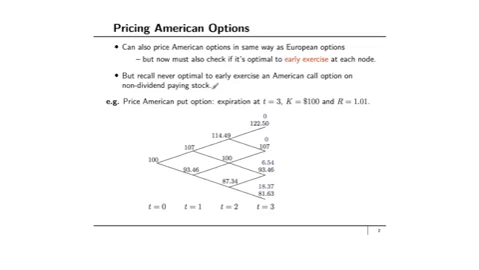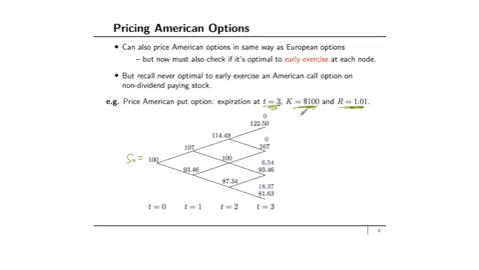The put option is going to assume an expiration or maturity of t equals 3, a strike of $100, and we'll assume the gross risk-free rate per period is 1.01. So this is our binomial model that we've been using a lot until now. The stock price starts at $100. It goes up by a factor of u, or down by a factor of d, in each period.